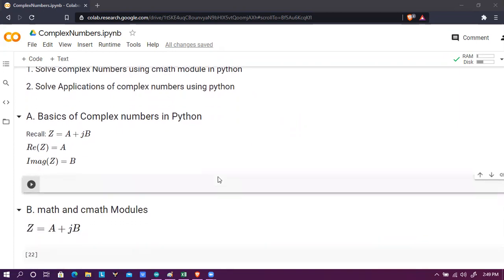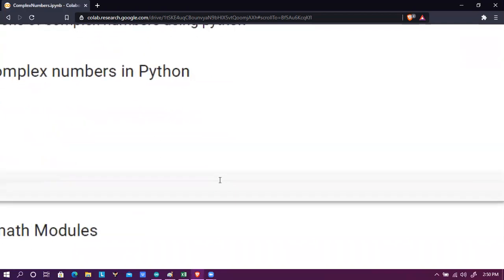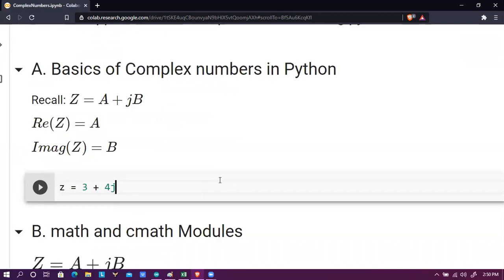Now, let's start with the very basics of complex numbers. Recall that a complex number is denoted as a + jb, where a is the real part of your complex number and b is the imaginary part. To demonstrate that in Python, let's say z = 3 + 4j. Let's make this a little bit bigger, and this is our z.